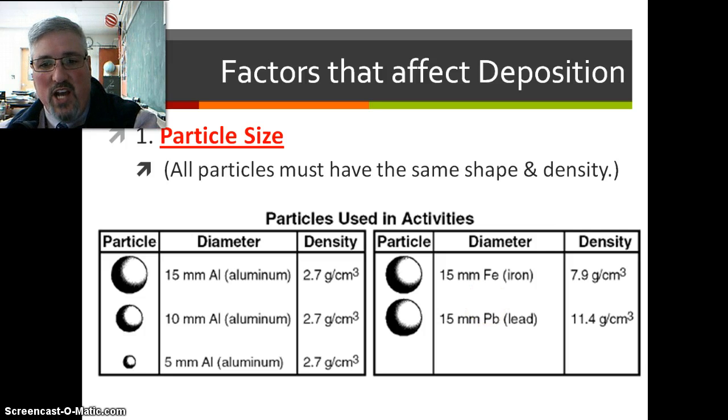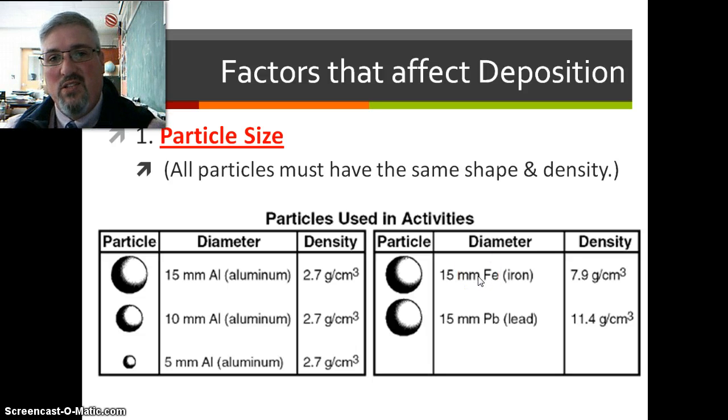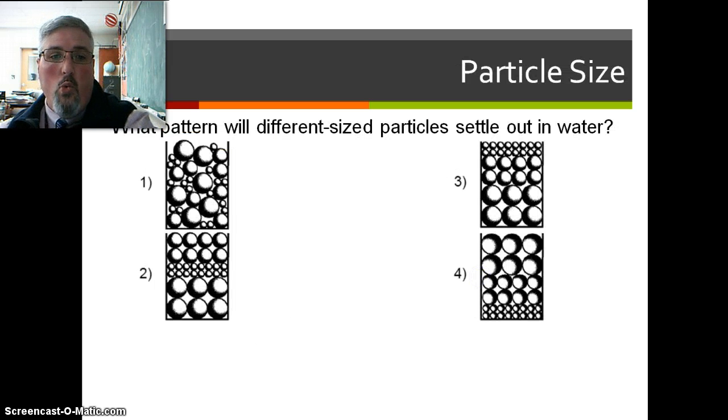Over on the right-hand side, you can see the density of the particle of iron, same size as the 15 millimeter particle of aluminum, but its density is higher, 7.9. And then the 15 millimeter lead sphere, same size as the iron and the aluminum, but it has a density of 11.4 grams per cubic centimeter. So, what pattern will different sized particles settle out in the water?